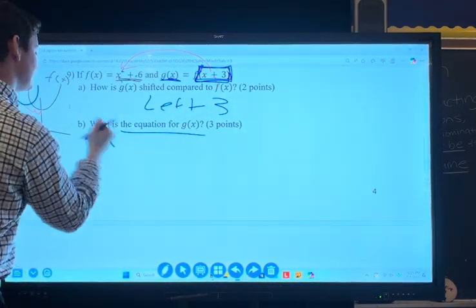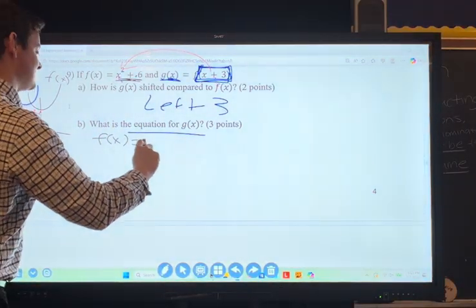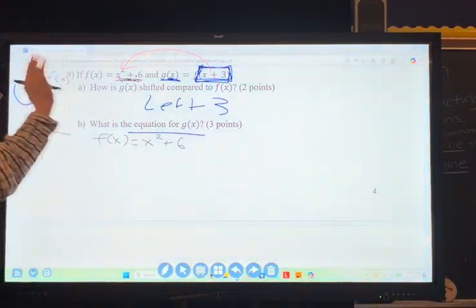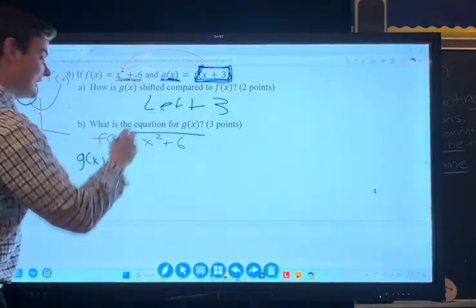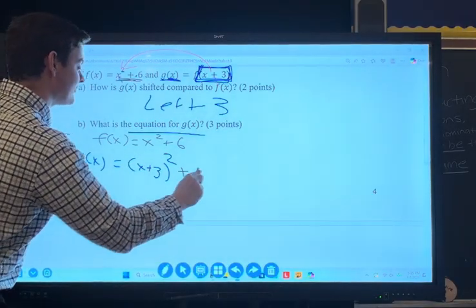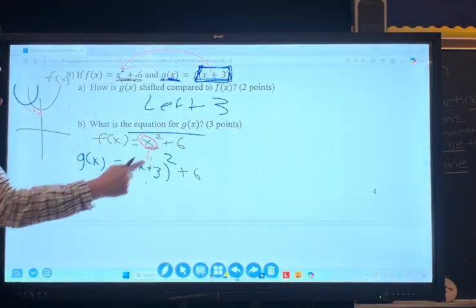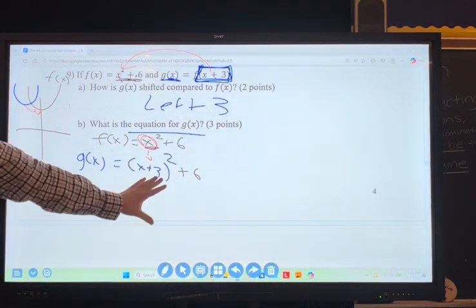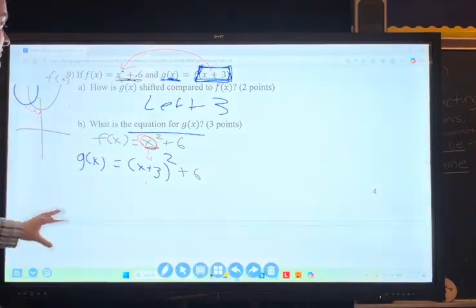So my equation for f of x is x squared plus 6. To find g of x, I'm going to plug in x plus 3 wherever I see an x, right? So I rewrote x as x plus 3. Now all I have to do is expand this, which is very similar to expanding the vertex equation.